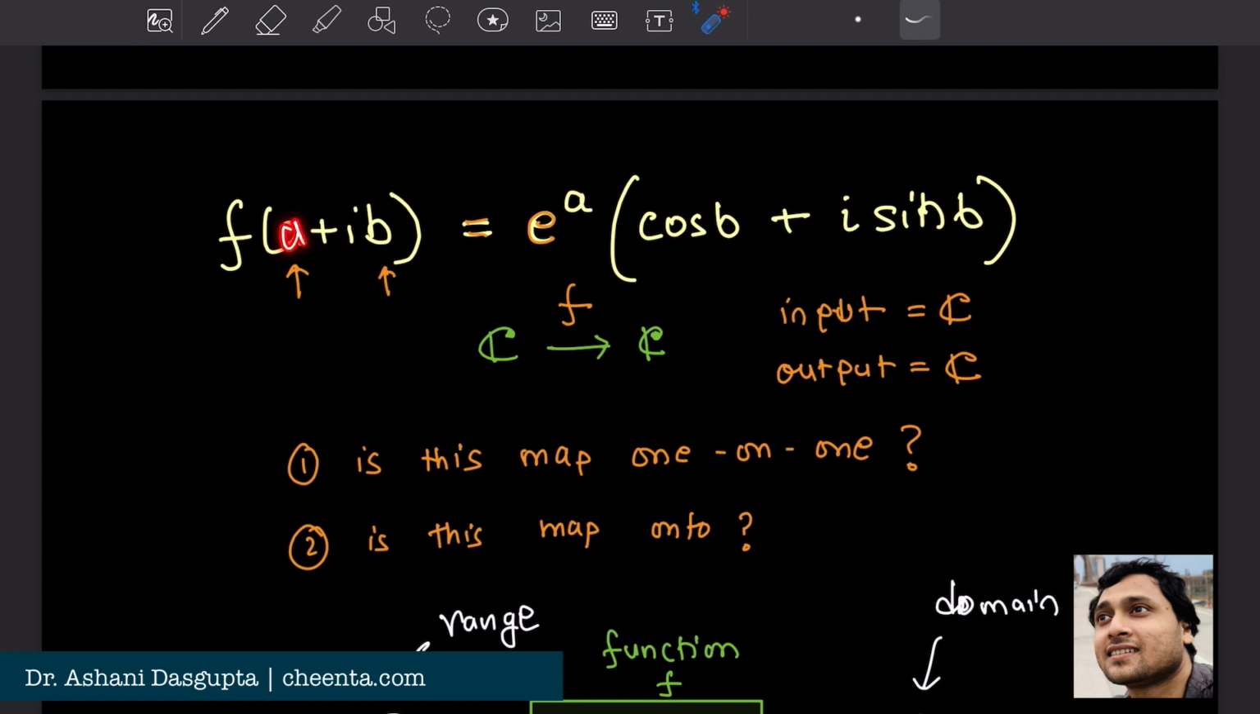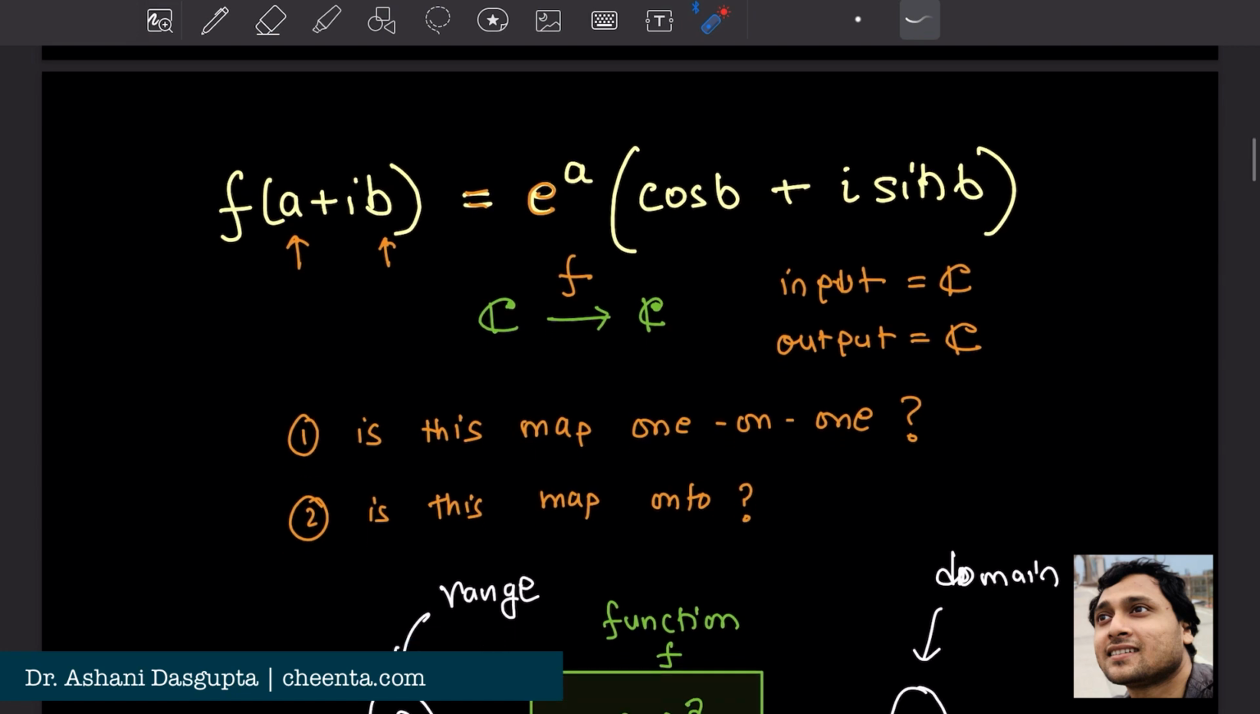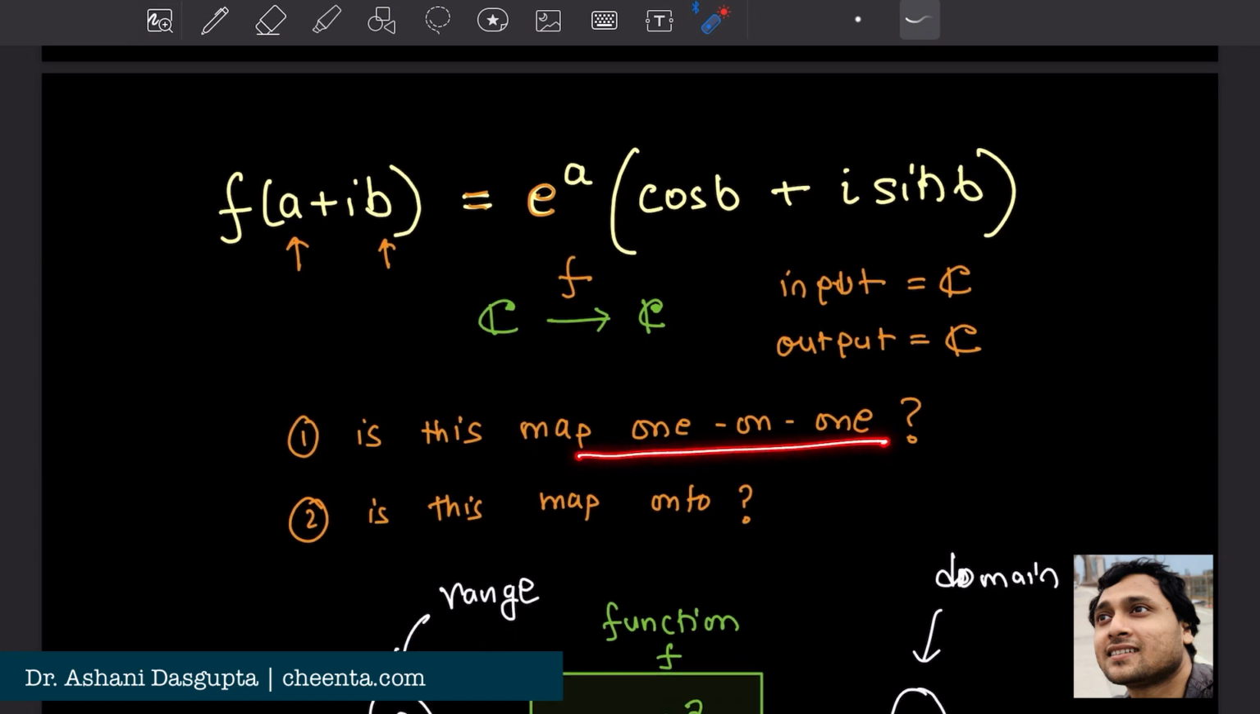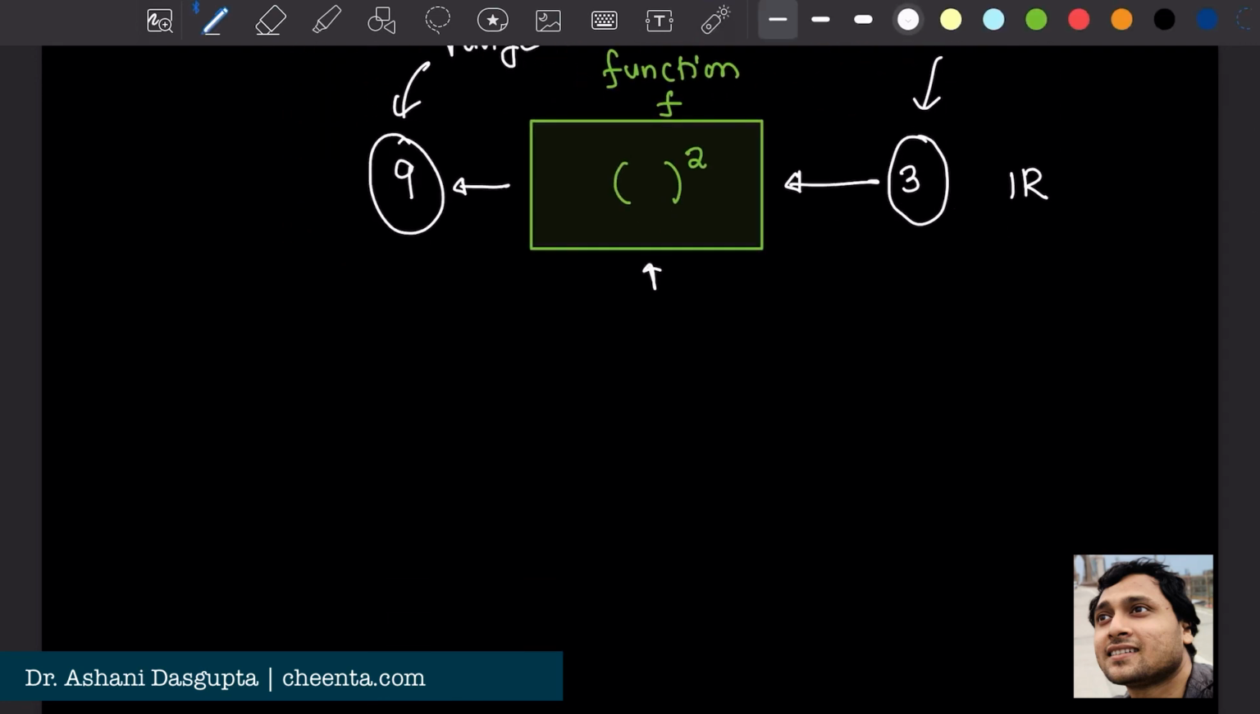So if you input a plus ib, this complex number, in this function, the output is e to the power a times cosine of b plus i sin b. We have to check whether this function is one-one and onto. This is a very interesting problem from ISI Entrance 2023. We will learn a lot using this problem about the geometry of complex numbers.